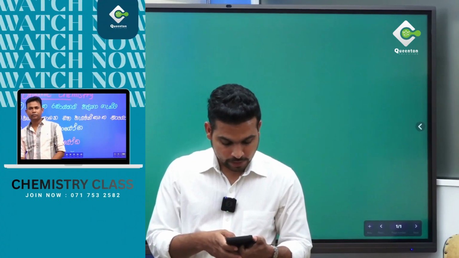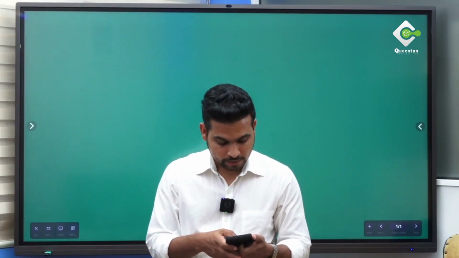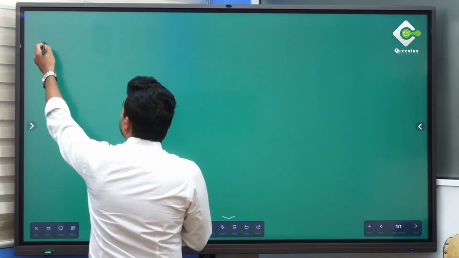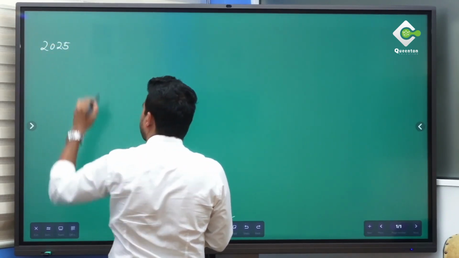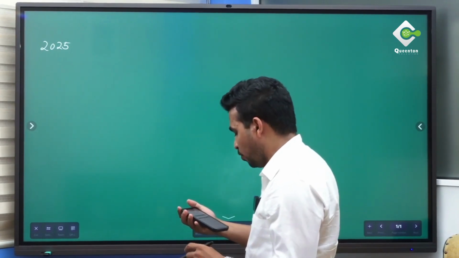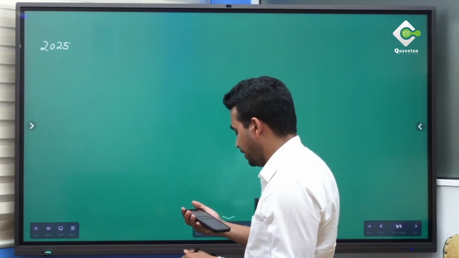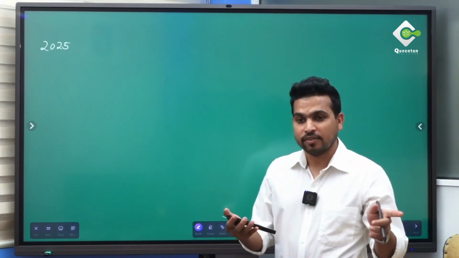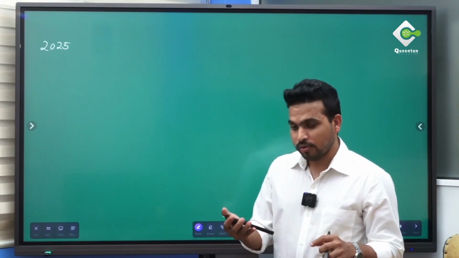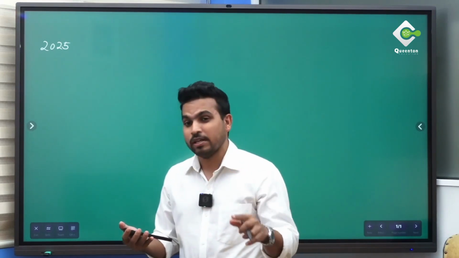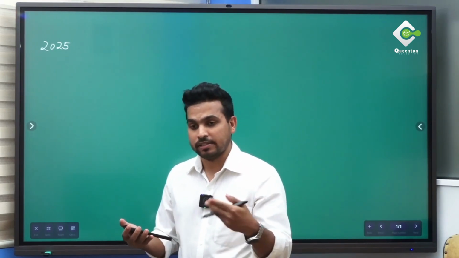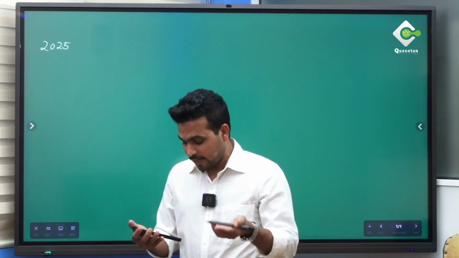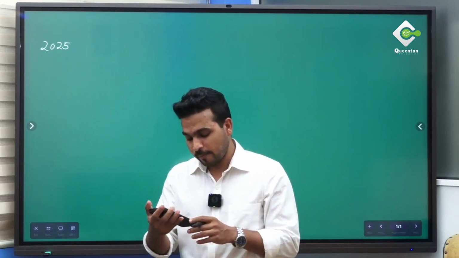I have a question under the discriminant section, from the 2025 paper. There's a small difference in this question compared to the other questions. That's why I selected it: if you consider 2021 to 2025, similar types of questions are given with the discriminant, but here we can see a difference. I'll read the question for you.